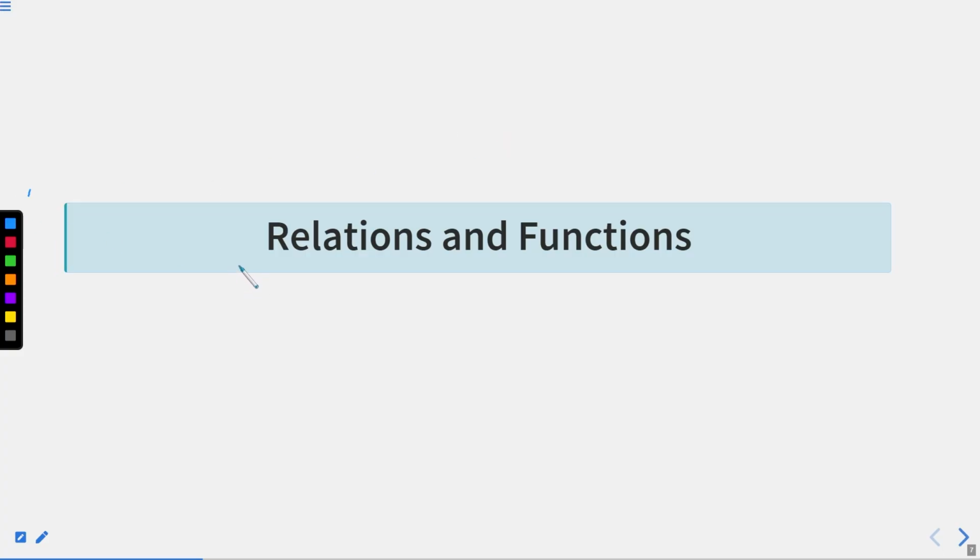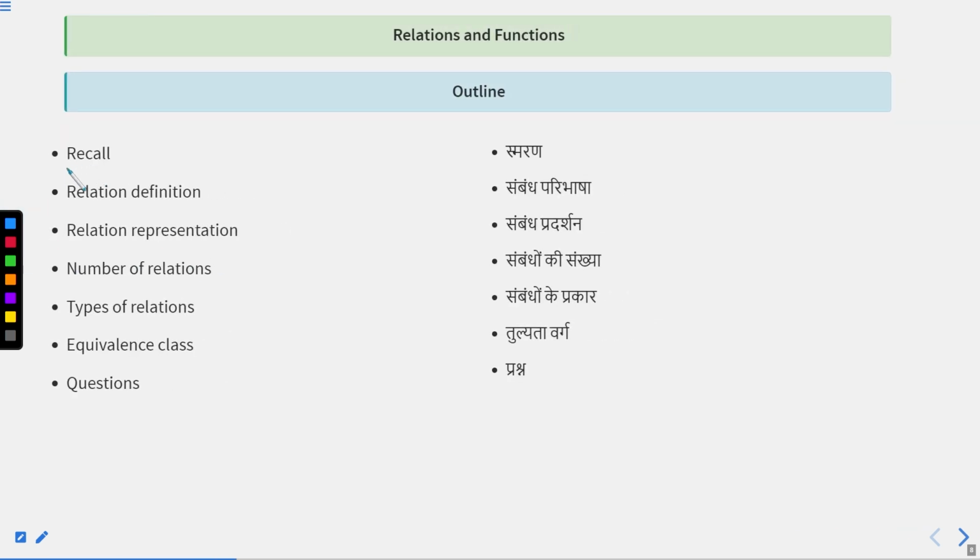So what we discussed or saw was a recall. We saw a relation definition, a relation representation, and the total number of possible relations from set A to B. Okay, and now what we will be seeing? We will be mainly covering types of relations.